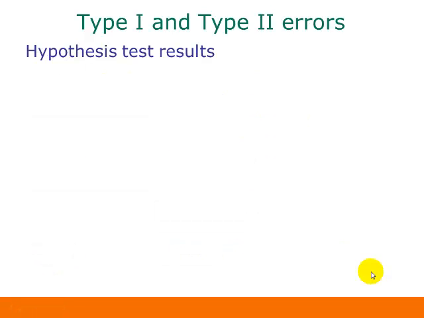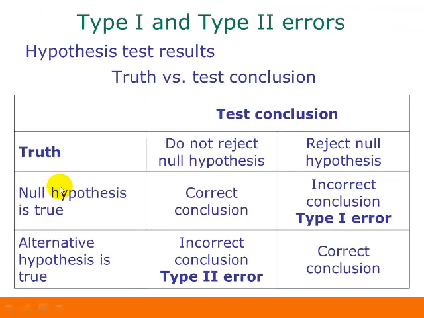Now, how does this relate to hypothesis test results? Well, here, instead of truth versus a verdict, we have the truth, or the true value of the population parameter, versus our test conclusion. There are 2 possibilities for the truth. Either the null hypothesis is true, or the alternative hypothesis is true. And we have 2 possible test conclusions, either do not reject the null hypothesis, or reject the null hypothesis. So this would be like not guilty and guilty.